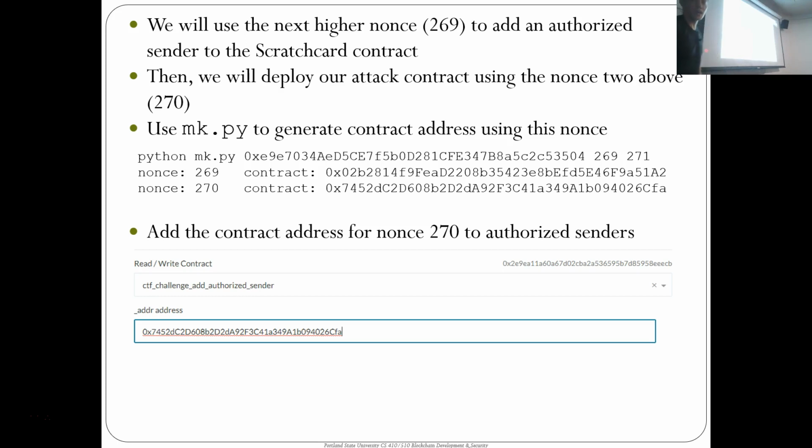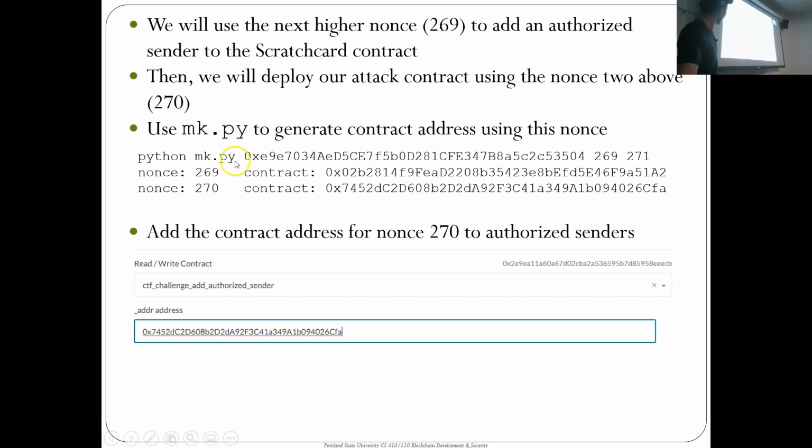Okay, so we're going to consume both nonce 269 and 270. Nonce 269 is for me to add my attacking contract's address to the authorized senders of my contract. After I add myself to the authorized senders with this transaction, I'm going to then deploy my attacking contract on nonce 270.